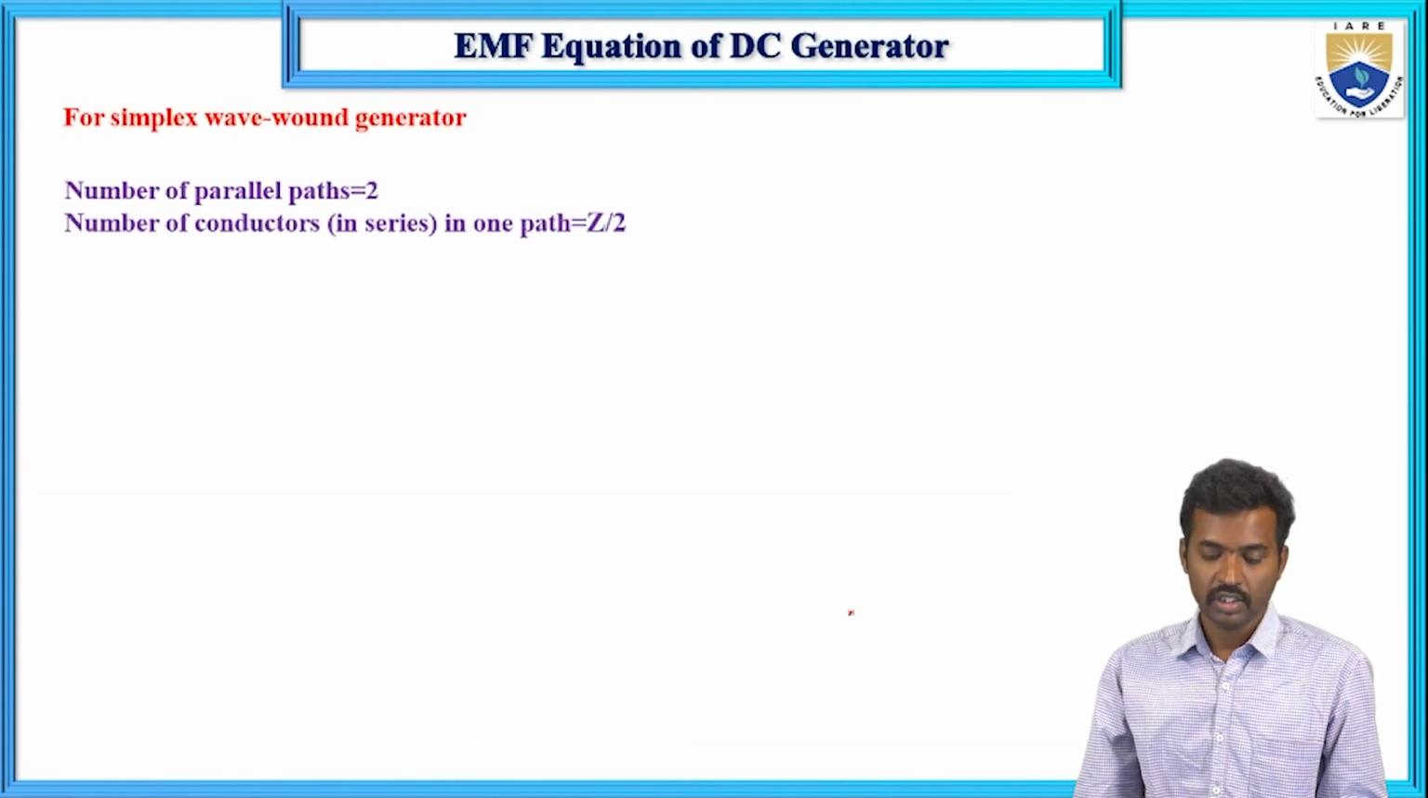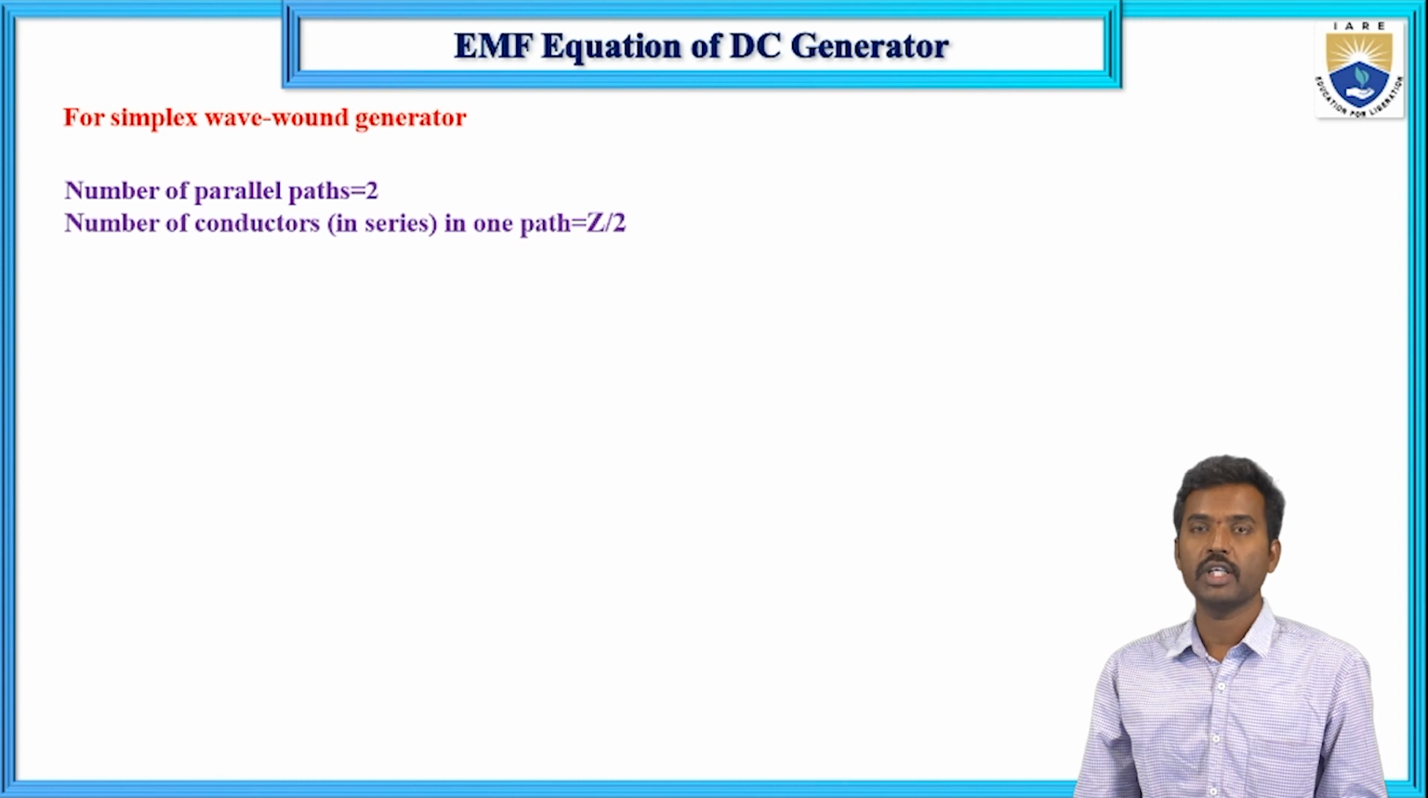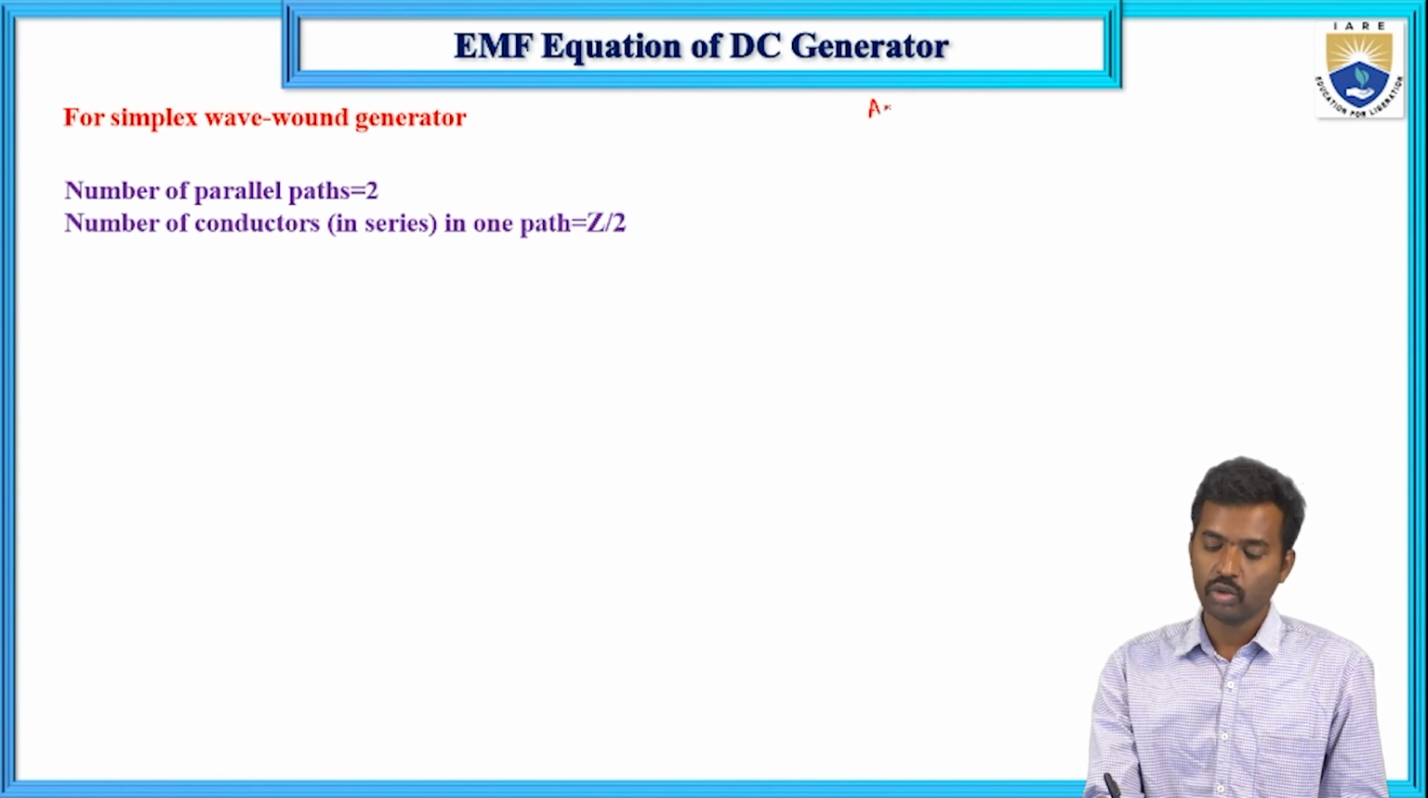Now this is only for one conductor. For Z number of conductors and A number of parallel paths: the number of parallel paths A equals 2 for wave winding and A equals P for lap winding.